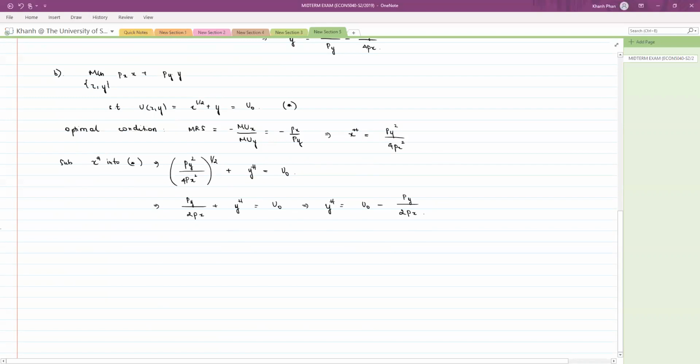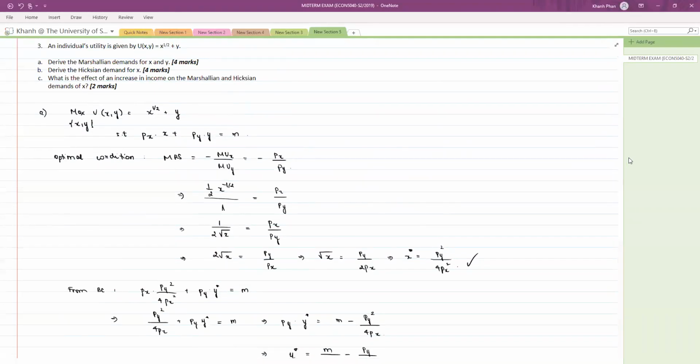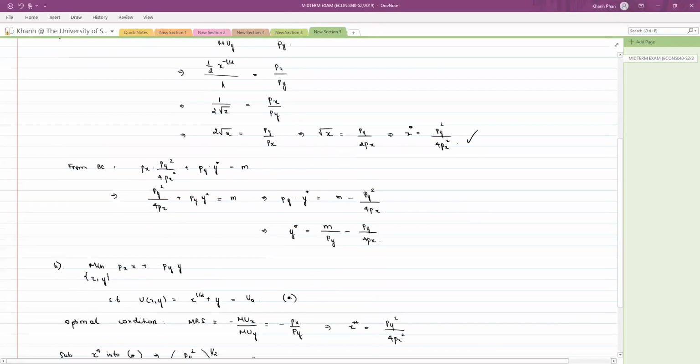Now part C is asking: if we have an increase in income, how is that going to affect the Marshallian and Hicksian demand for good x? As you can see, this is the Marshallian demand for x, and this is the Hicksian demand for x, and it doesn't depend on income. There's no m in the expression for the Marshallian and the Hicksian demand for good x. So if you have an increase in income, it has no effect on the demand for good x.